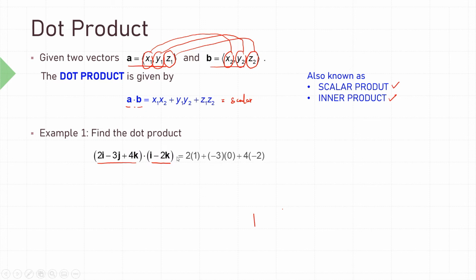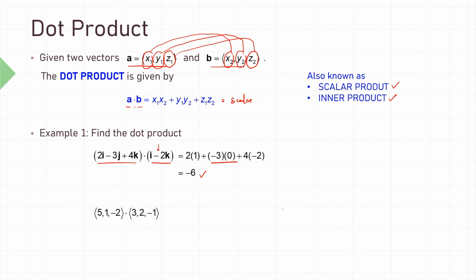So we will have something like this. Why do we have -3 multiplied with 0? Because we don't have a j component here. Now when we multiply and add them together, we get -6. So -6 is a constant, it's a scalar, so that's why it is known as the scalar product.